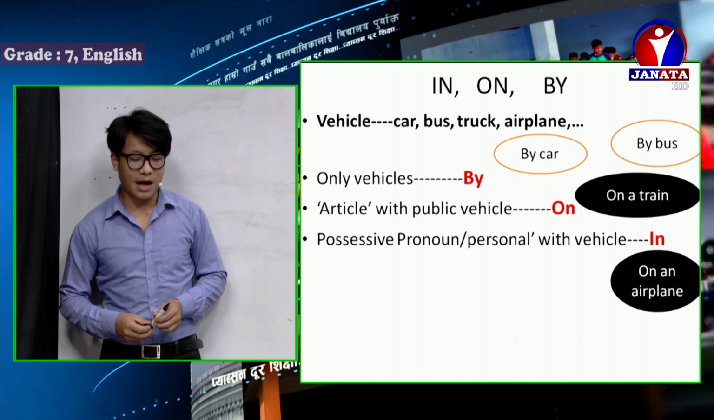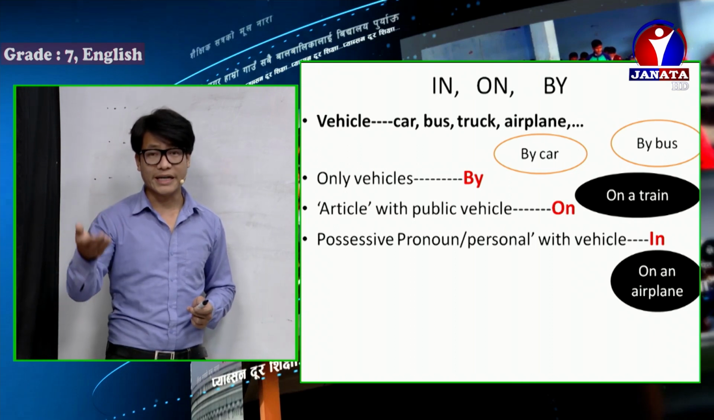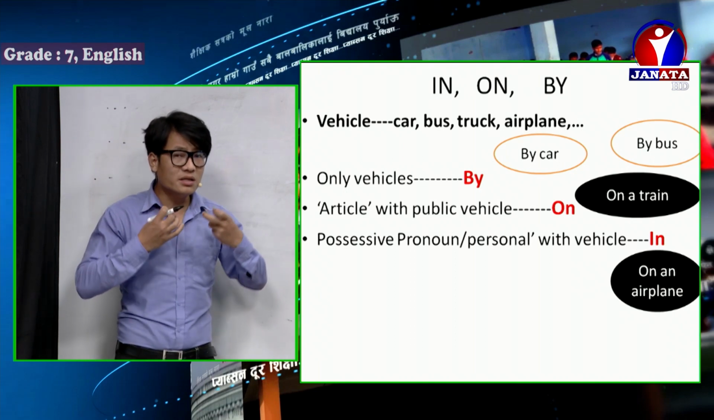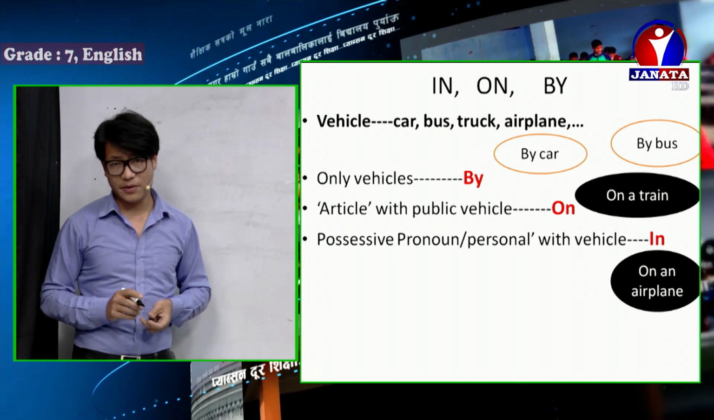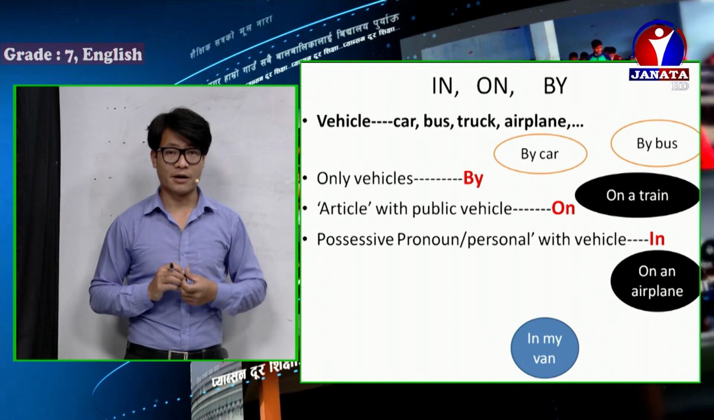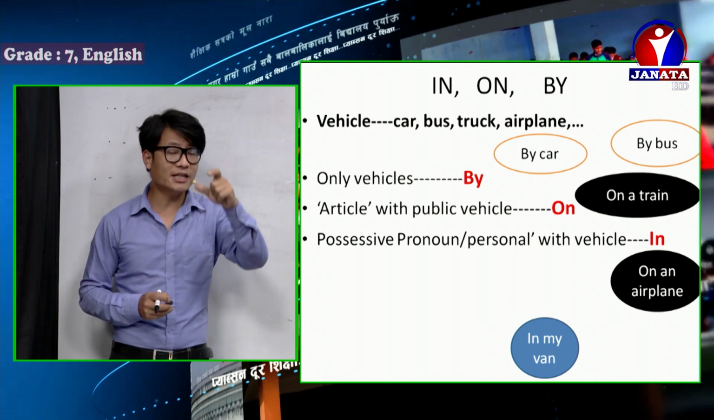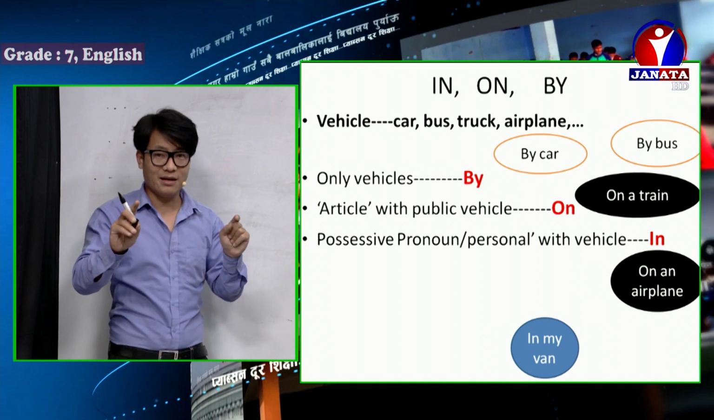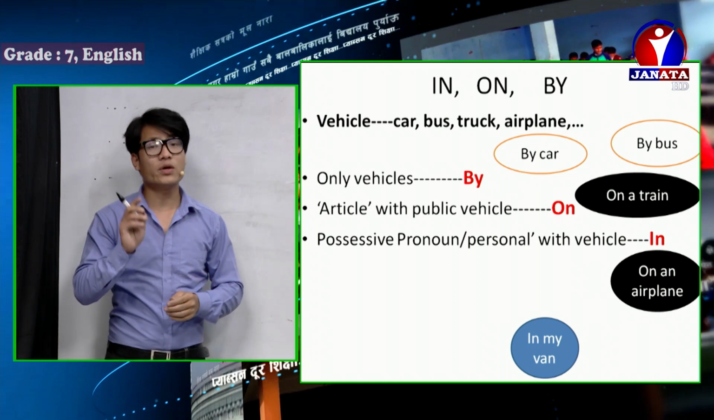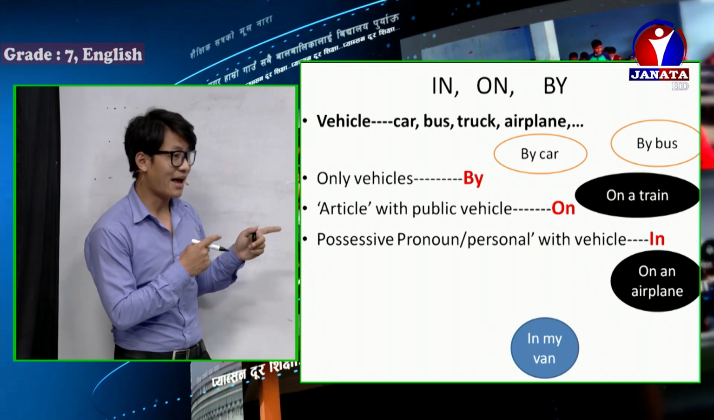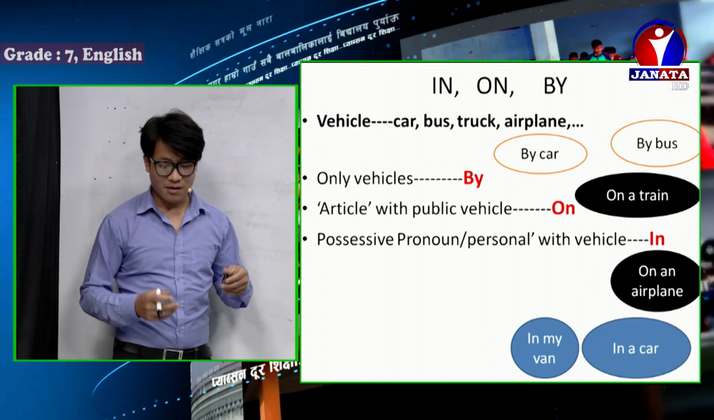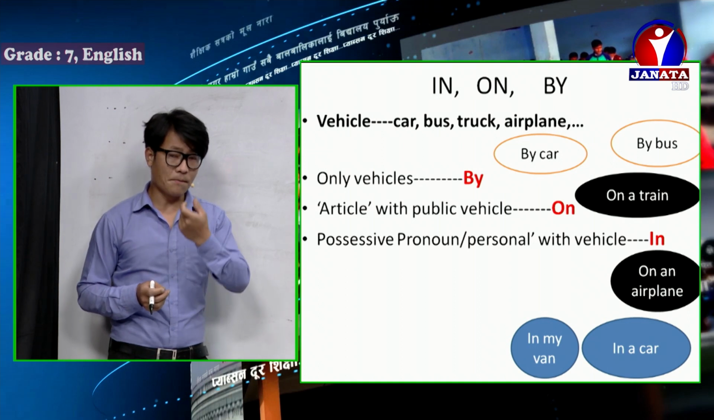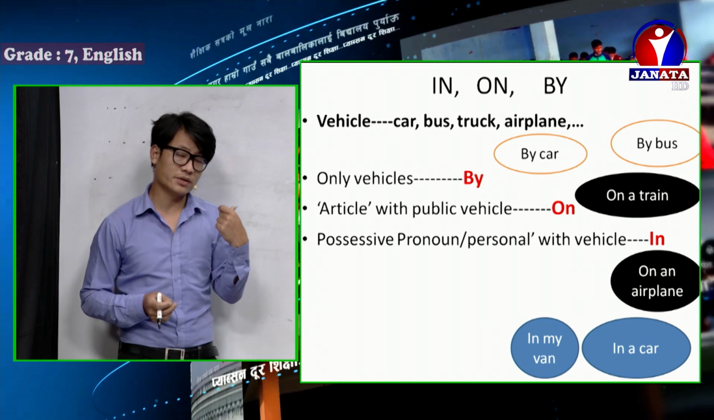Next is possessive pronoun. Possessive pronoun means like my, her, his, their, our. With a possessive pronoun, or if that vehicle is a personal vehicle, then we use in. Like, in my car. Before car, there is my, and my is a possessive pronoun, and it shows that that car is a personal vehicle. So with a personal vehicle, or a vehicle with a possessive pronoun, we use in. Like you can say in my van, or in a car, because a car is a personal vehicle. So in a car.